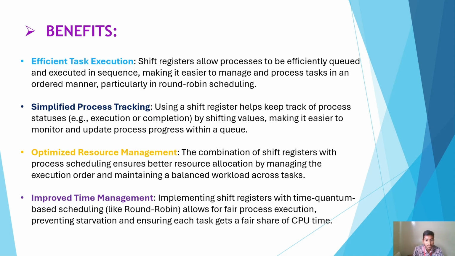Optimizing resource management. The combination of shift registers with process scheduling ensures better resource allocation by managing the execution order and maintaining a balanced workload across tasks. Improved time management: implementing shift registers with time queue based scheduling like round robin allows fair process execution, preventing starvation and ensuring that each task gets a fair share of CPU time.